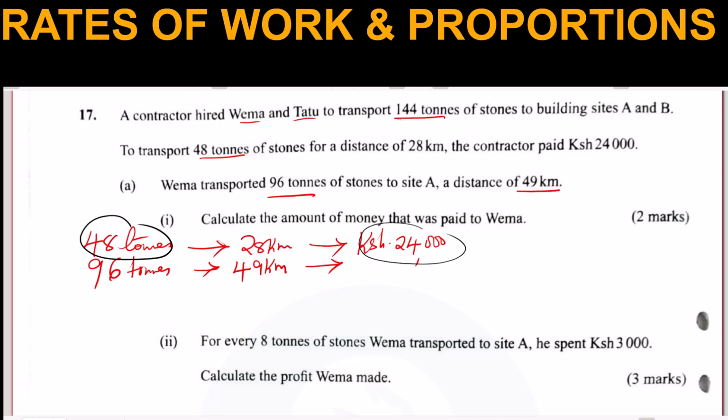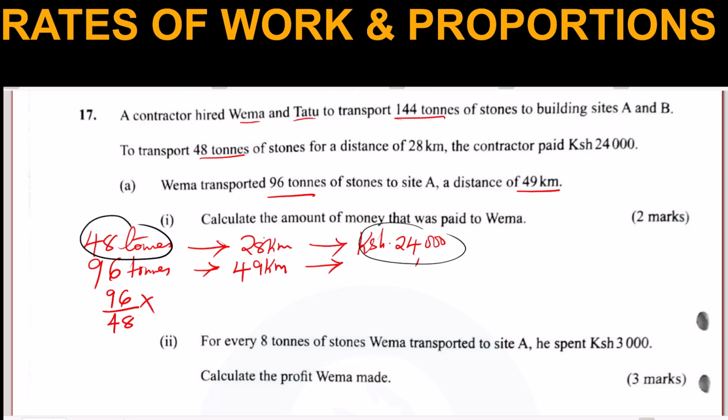You notice the tons are increasing, so when the tons increase, the amount paid will increase in that ratio. So 48 tons increasing to 96 tons, therefore the amount paid is going to increase in the ratio 96 is to 48. Then we multiply by the other ratio.